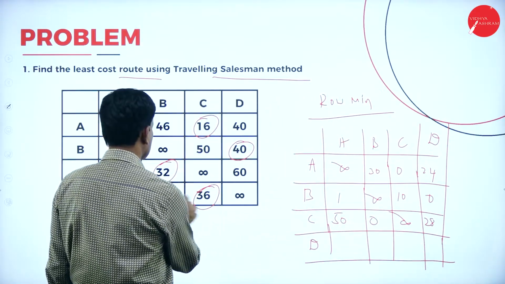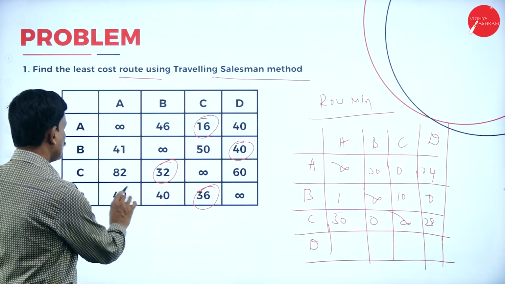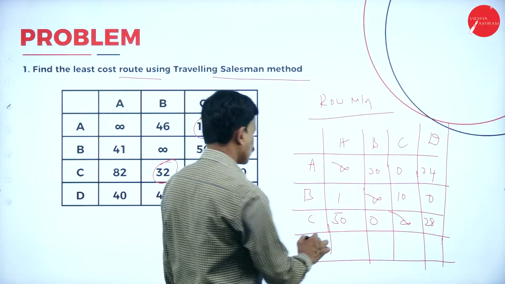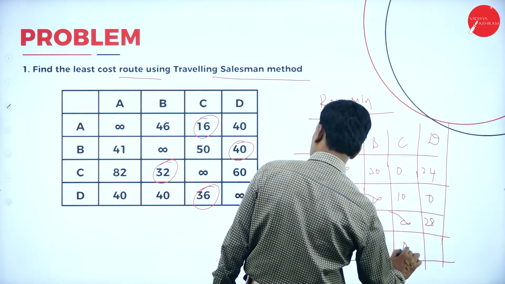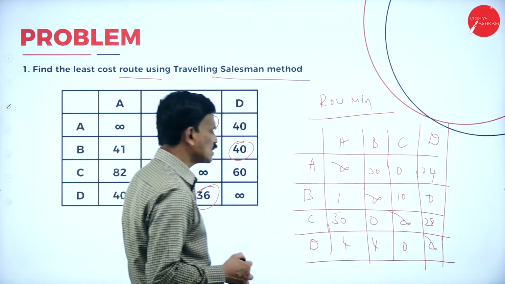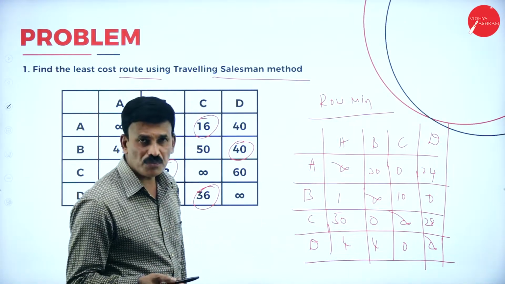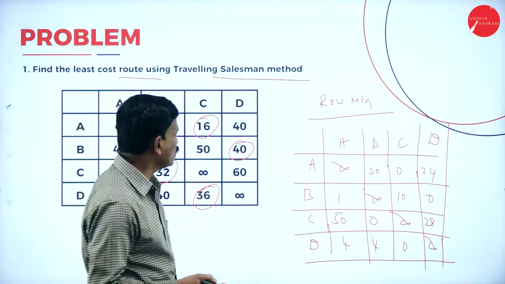Now the last, 36 is the minimum value. 40 minus 36 is 4. This is 4, 4, 0 and infinity. These are the values we are going to get. After row minimization, let us go for column minimization.